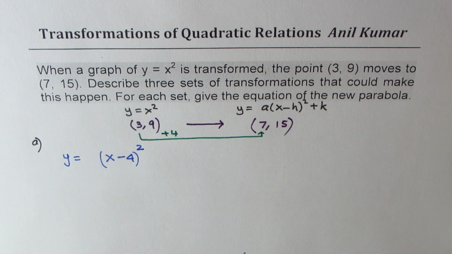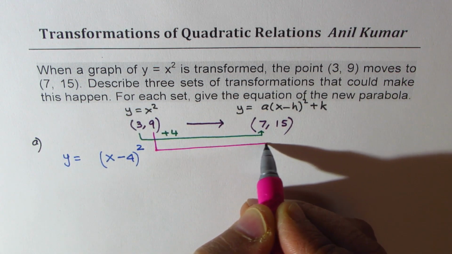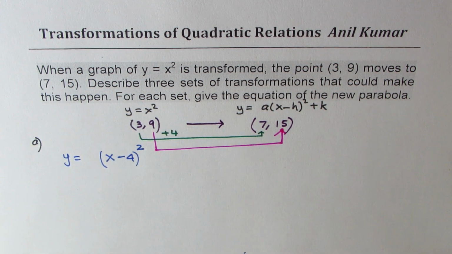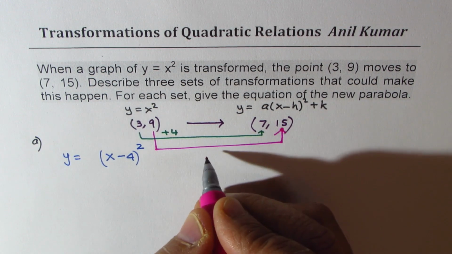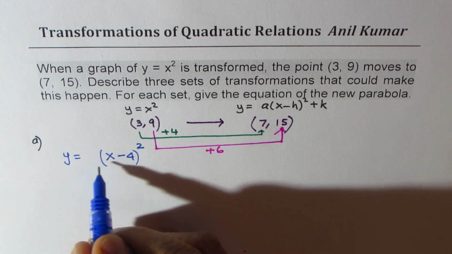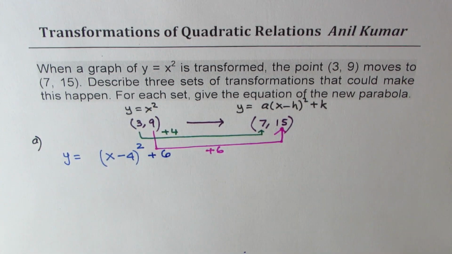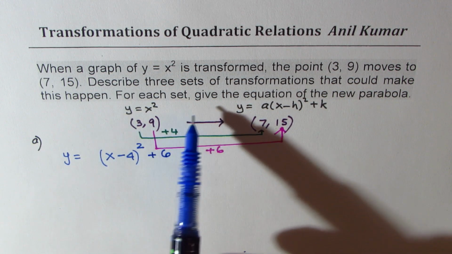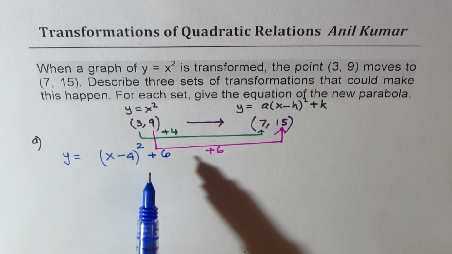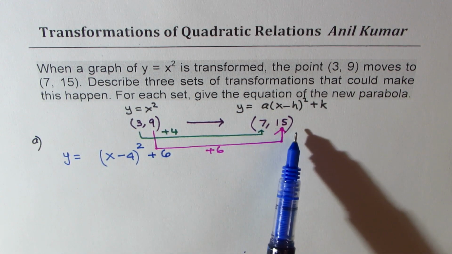Now, what happens to the y value? As far as the y value is concerned, it changes from 9 to 15. Now, you could think that this is adding 6, right? And so we could write this equation as y equals (x minus 4) whole squared plus 6. So that could be one form, right? That could be a parabola in which the point (3, 9) will be transformed into (7, 15).